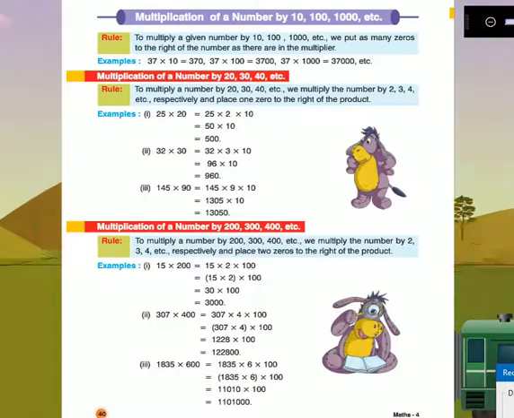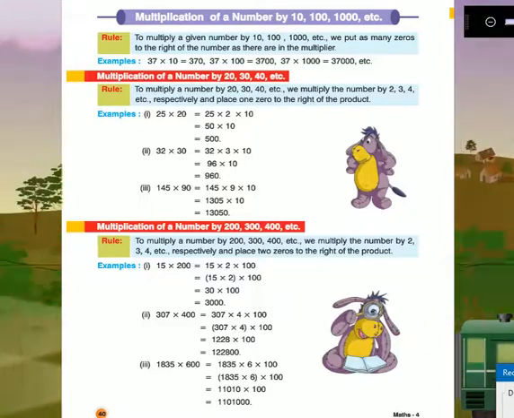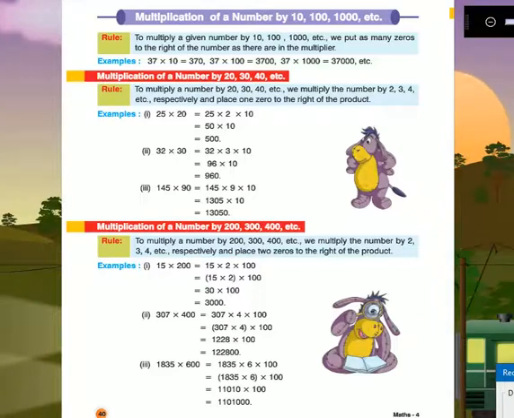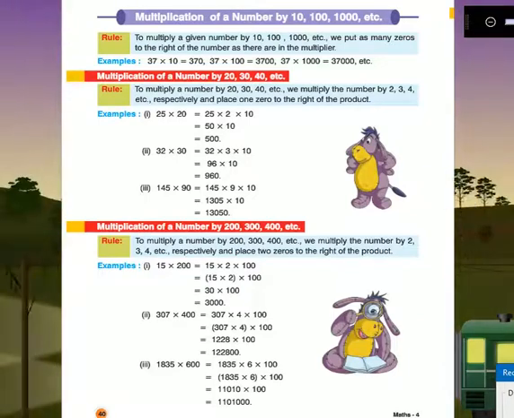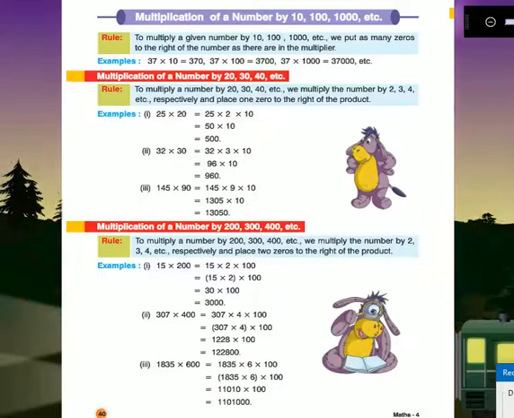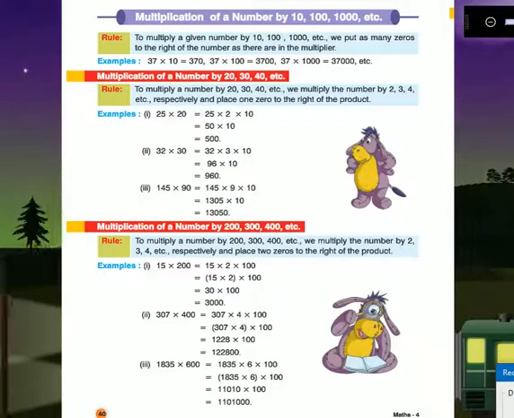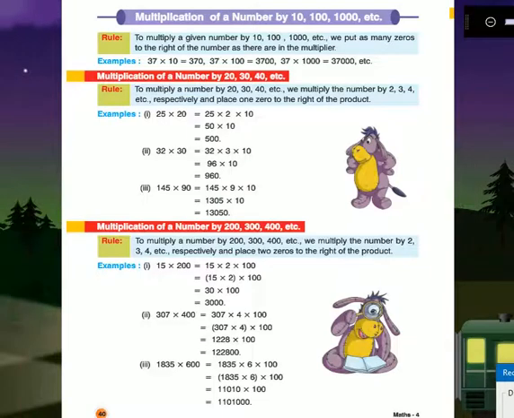Multiplication of a number by 200, 300, 400, etc. Rule: to multiply a number by 200, 300, 400, etc., we multiply the number by 2, 3, 4, etc., respectively and place two zeros to the right of the product.